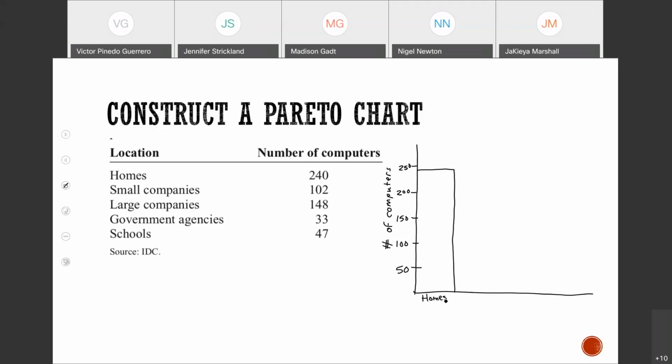Okay, what comes next? Large companies. Large companies at 148. I'll draw another bar. Underneath that one, write large companies. Okay, then what? Small companies. Small companies at 102.